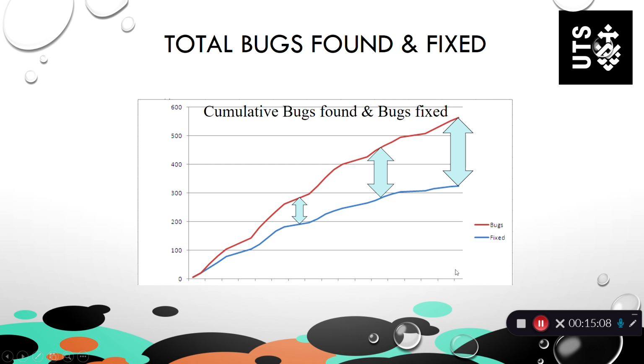Well, this diagram makes more sense. Right? Cumulative bugs found and bugs fixed. You find that we find more and more bugs, and then we fix more and more bugs. However, the gap between the bugs found and the bugs fixed is getting bigger and bigger. That means our development team should speed up. Right? This diagram offers us more information, more insights.